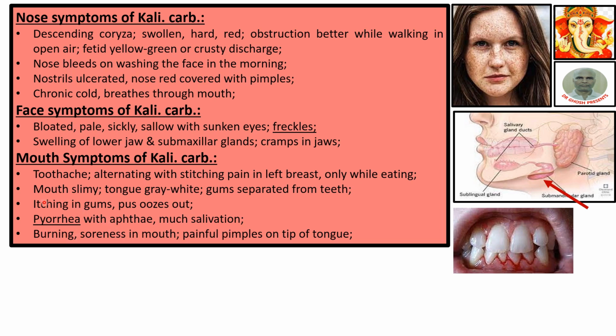You know, pyorrhea is a severe infection of the gum where there is bleeding, pus secretion, swelling, and destruction even beyond the gum. I mean, beneath the gum, the bone portion also may be affected. Burning, soreness in mouth, painful pimples on tip of tongue.